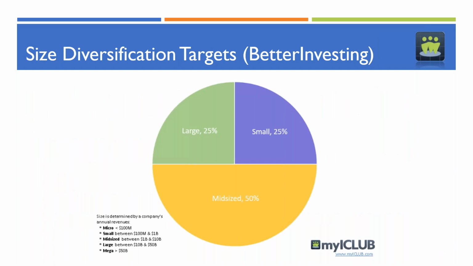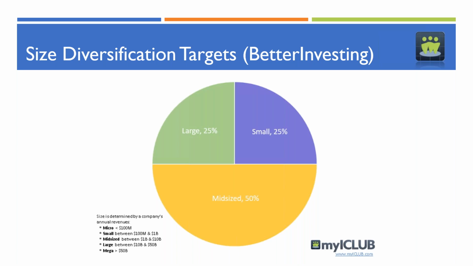This is a graph of the size diversification target according to Better Investing. The company size in the Better Investing orthodoxy is determined by revenues, trailing 12-month revenues, where a mid-sized company has revenues between 1 billion and 10 billion. A large company has revenues greater than 10 billion, and a small company has revenues less than 1 billion.